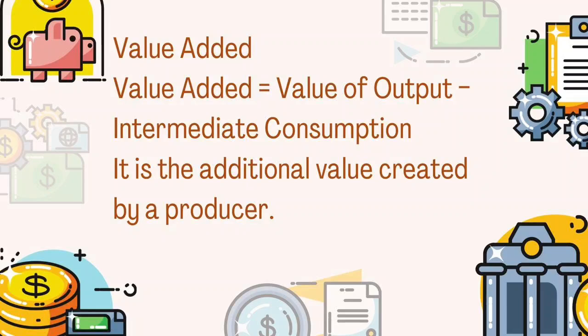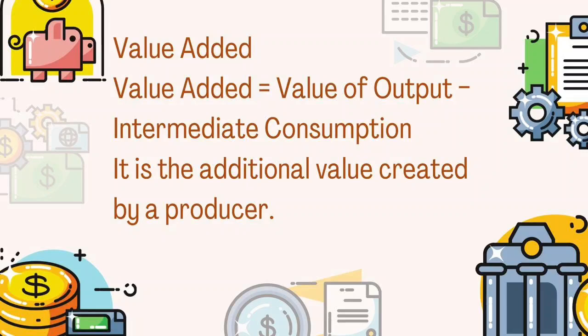Let's take another example. A farmer grows wheat and sells it for 100 rupees. A flour mill buys the wheat and sells flour for 180 rupees. Has the flour mill created 180? No, it has created only 80 because 100 was already present in the wheat. Then the bakery buys the flour and sells the bread for 300. Again, the bakery has not created 300. It has only created 120. This process continues throughout the economy. Every producer adds only some extra value. That's why economists calculate value added, not the full selling price every time.